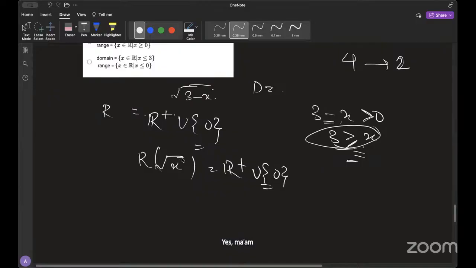Yes, ma'am. Practice it, ma'am. Question number 3. Wait, in this one, we're discussing this part first. Someone had a doubt in this. So is this clear, ma'am, now? How root x came? Ma'am, please repeat it, simplify this thing, that's all.